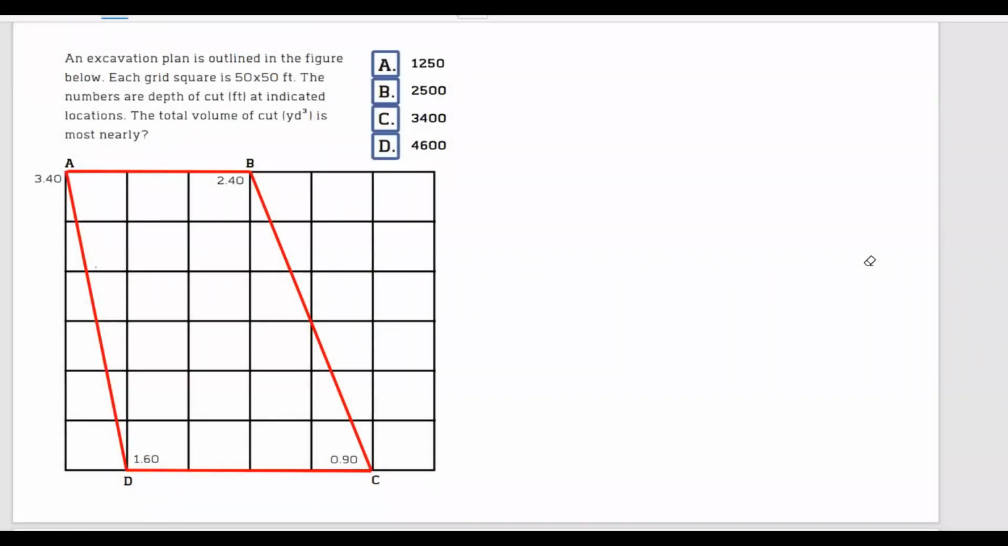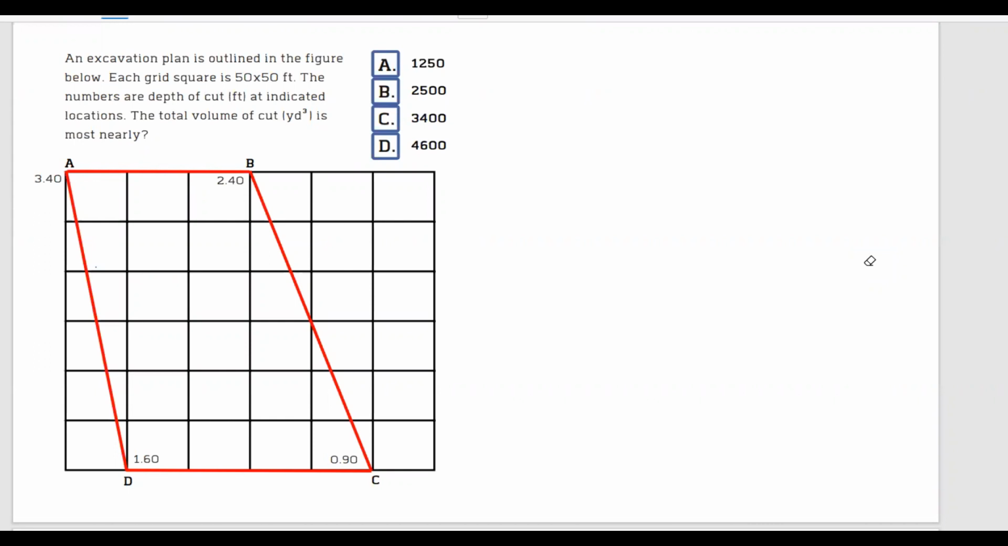An excavation plan is outlined in the figure below. Each grid square is 50 by 50 feet. The numbers are depth of cut in feet at indicated locations. The total volume of cut in yards cubed is most nearly.